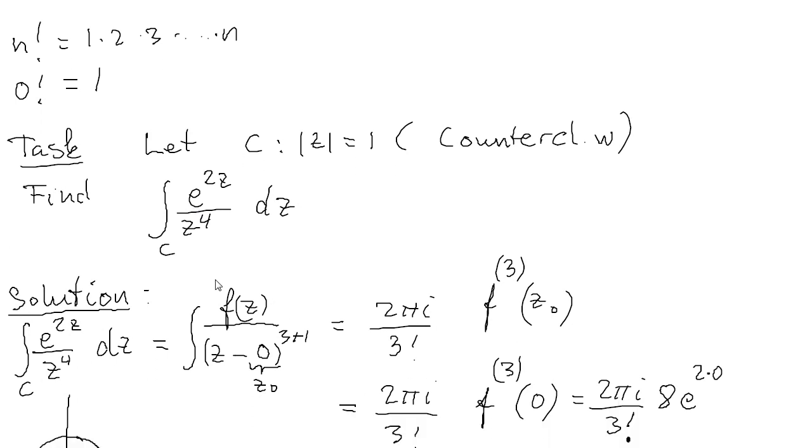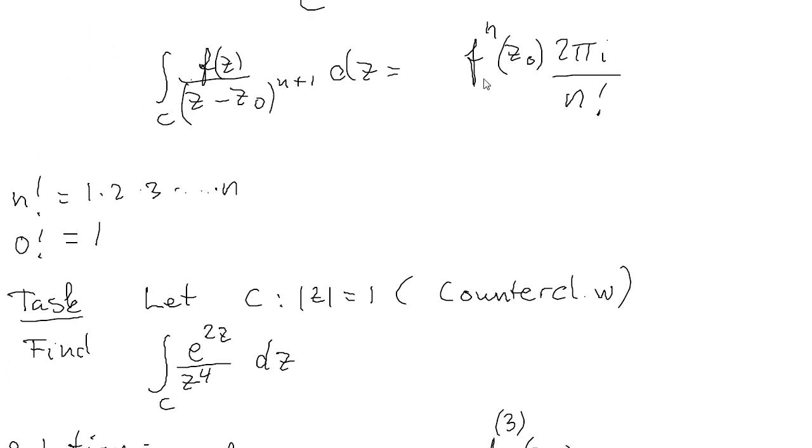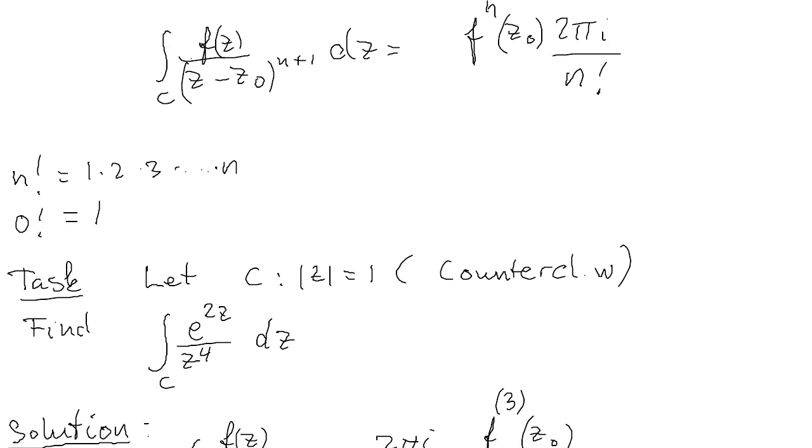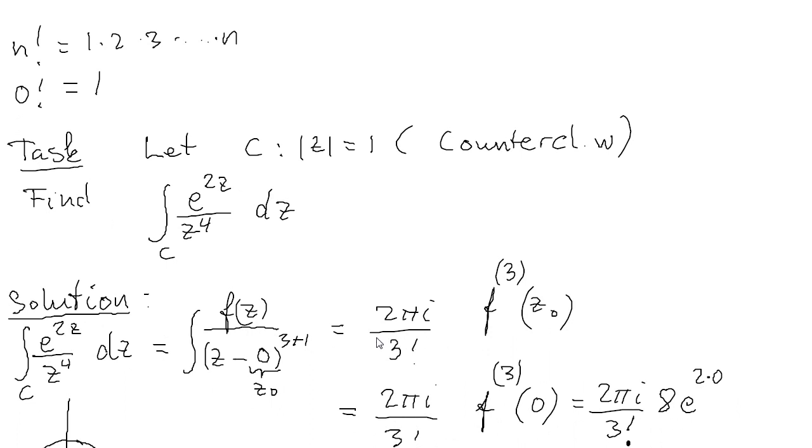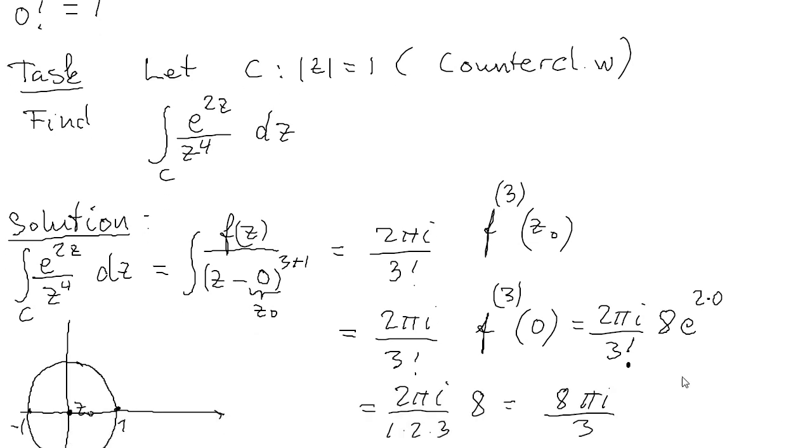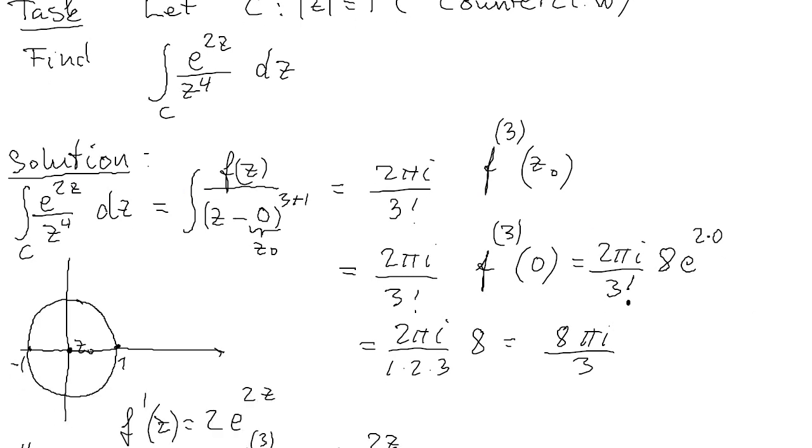by using f of z equal to the exponential function of 2z, we obtain directly the expression of the Cauchy's formula. So in this case, we just go back and see what the Cauchy's formula says. It should be the nth derivative, so in this case the third derivative at point z0, which is 0, multiplied with 2 pi i over 3 faculty. So therefore we obtain this expression, and the nth derivative of the exponential function of 2z is not very difficult to compute.